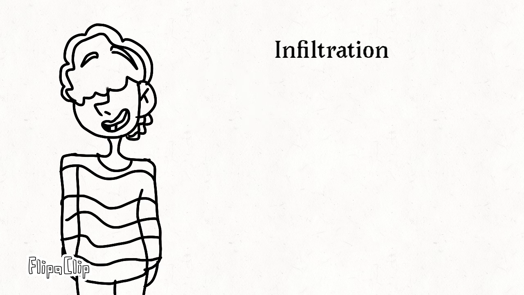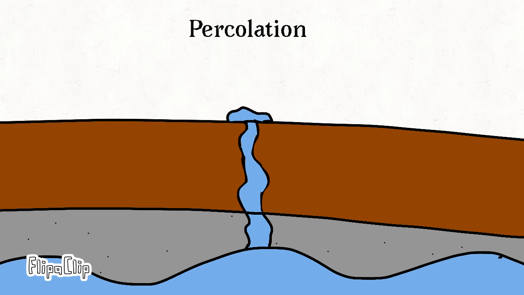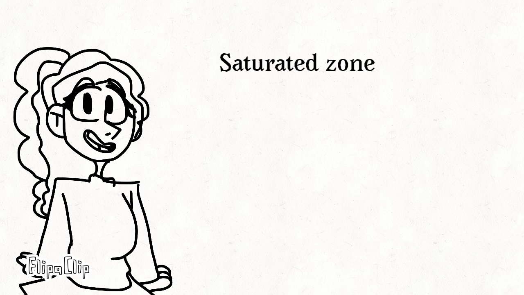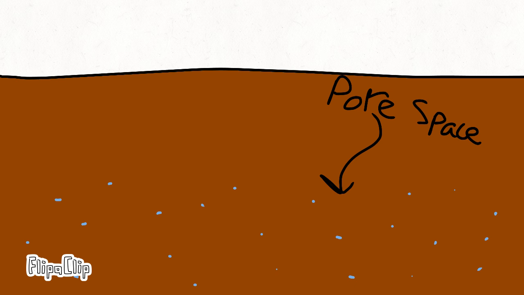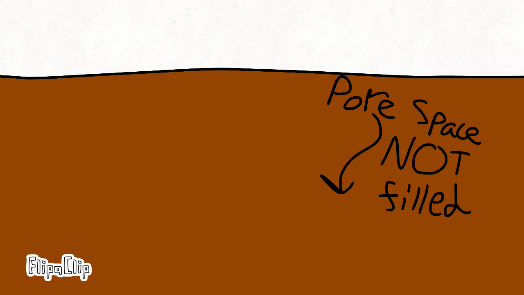Go ahead. Infiltration is when water penetrates or goes through Earth's surface. Percolation is when water falls or drips through the soil and rock to an underground aquifer, which is pulled by gravity. Saturated zone. Saturated zone is an area below Earth's surface, where all of the pore space is filled with water, like a sponge. Envision a lake, for example. That's right, and the unsaturated zone is also an area below Earth's surface where all the pore space is not filled with water. Simple. Great.